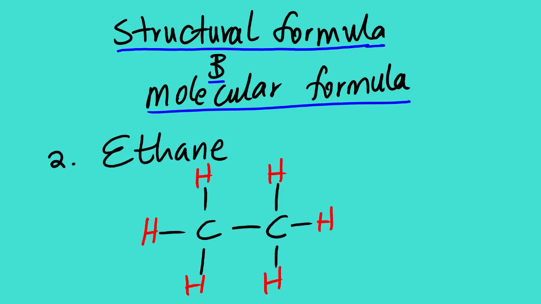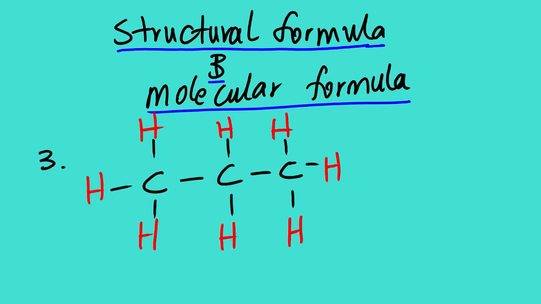This is the structural formula of ethane. Now how many carbons do we have? We have 2 carbons, and hydrogen we have 6. So this is the molecular formula of ethane. This is the structural formula of ethane.